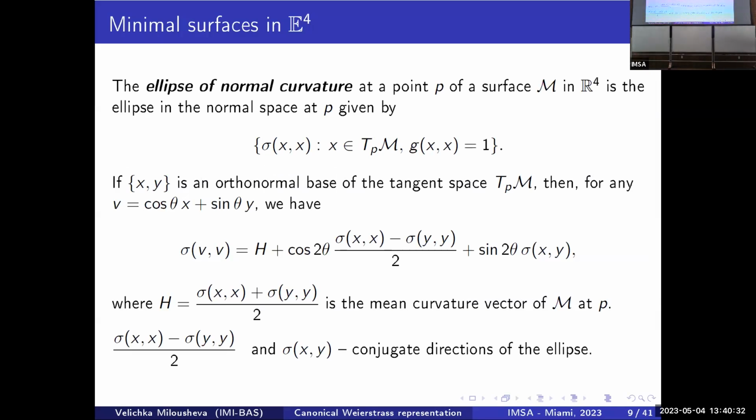If we have an orthonormal base x, y in the tangent space, then for each tangent vector v, we have this expression of sigma vv, which shows that when v goes once around a circle in the tangent plane, sigma vv goes twice around an ellipse, and this ellipse is centered at H, and these two vectors here are the conjugate directions of the ellipse.